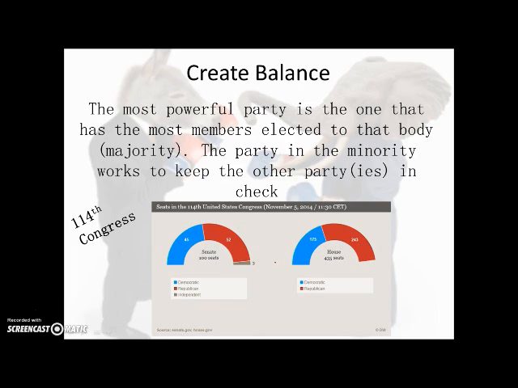A similar balance exists when the president and the majority in Congress are from different parties, as we see today. The United States Congress, again, is controlled by the Republicans, and the White House, the presidency, is controlled by the Democratic Party. So we do see a fairly big split between Democrats and Republicans in the current 114th Congress.